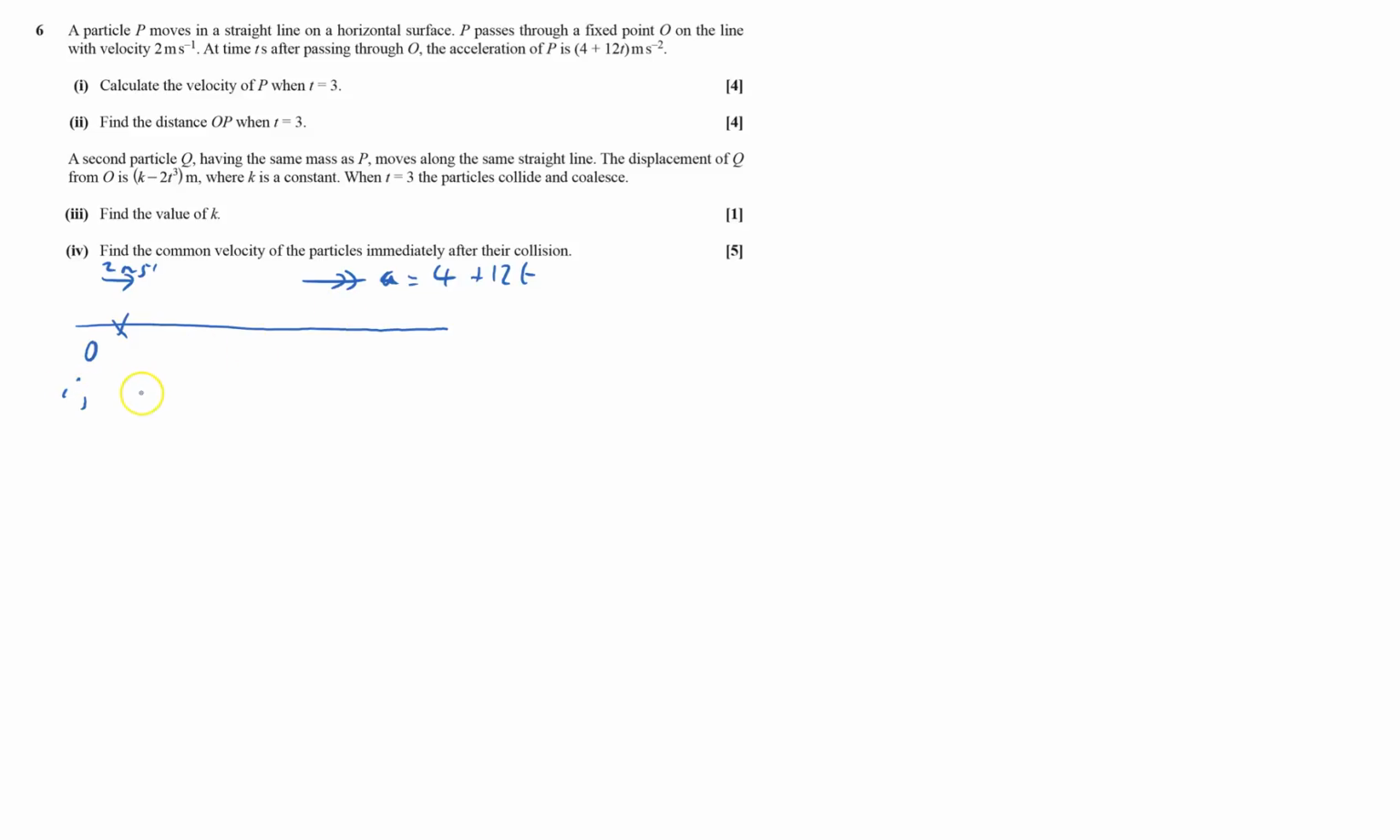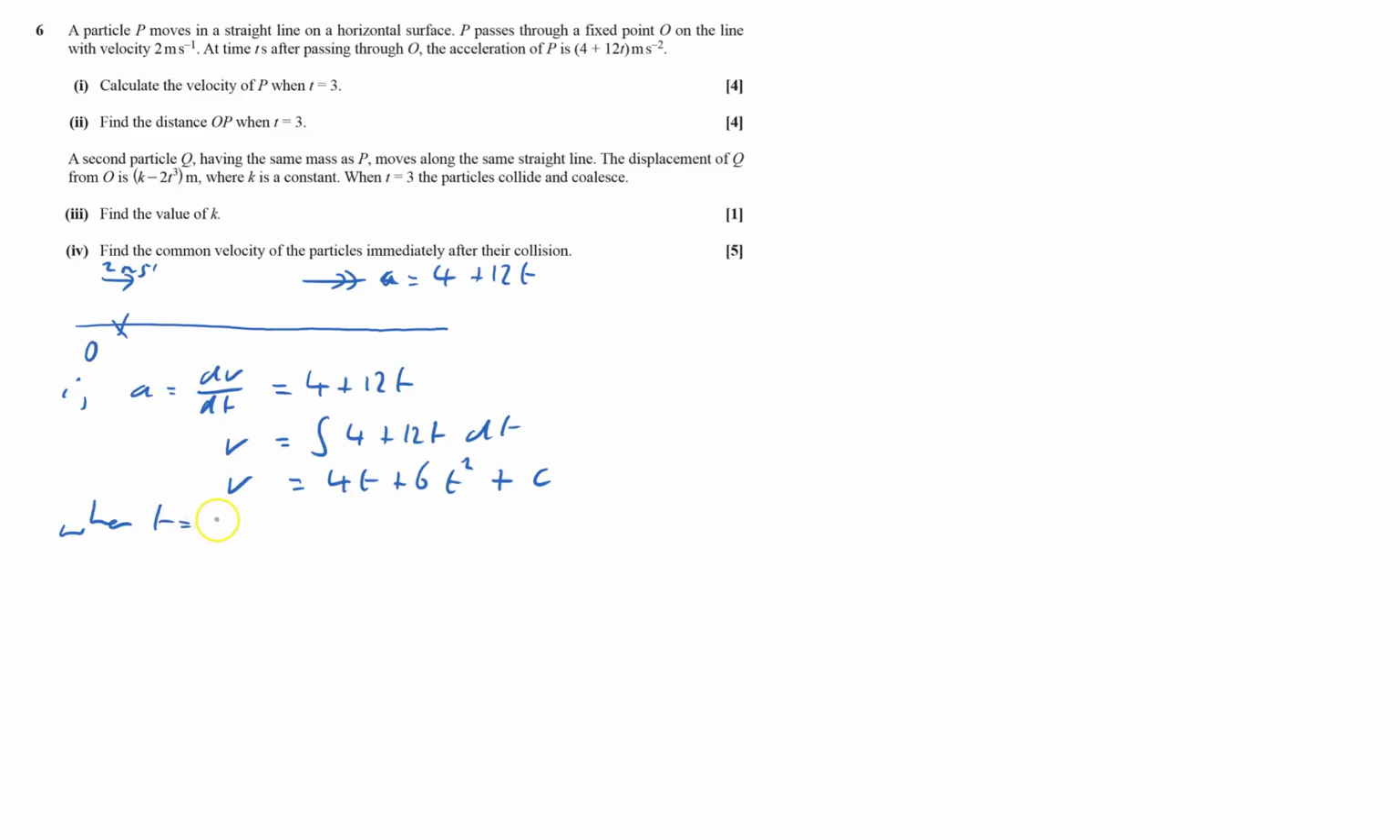Well, I know that acceleration equals dv by dt, and I'm told that that equals 4 plus 12t. So what I have to do is integrate this, and that will give me that v equals the integral of 4 plus 12t with respect to t, and so v equals 4t plus, t will have to increase its power, so that'll be 2, that'll be 6t squared plus c. Don't forget the plus c.